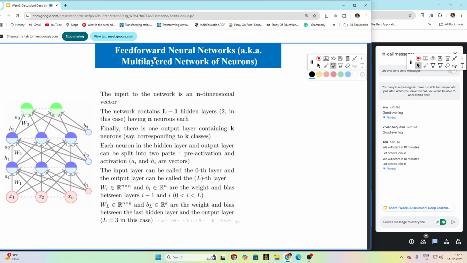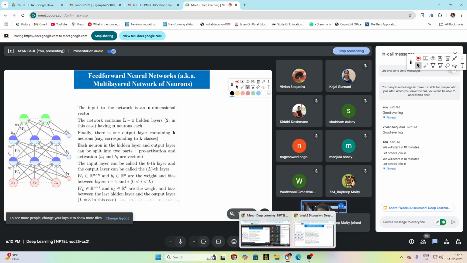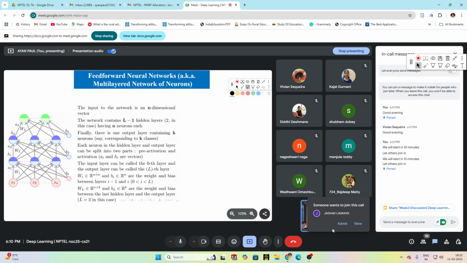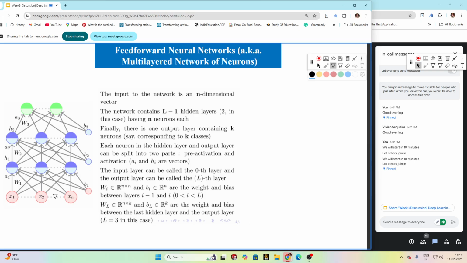This feed-forward neural network has three sets of layers. The first layer is known as the input layer. The ones shown in red, x1, x2 and xn, are known as input layer neurons. Why are they called input layer neurons? Because at this layer only we are supplying the inputs.